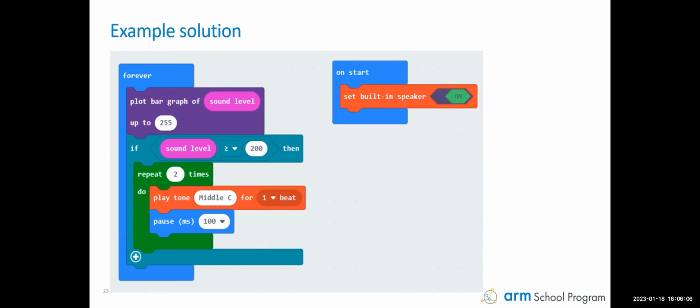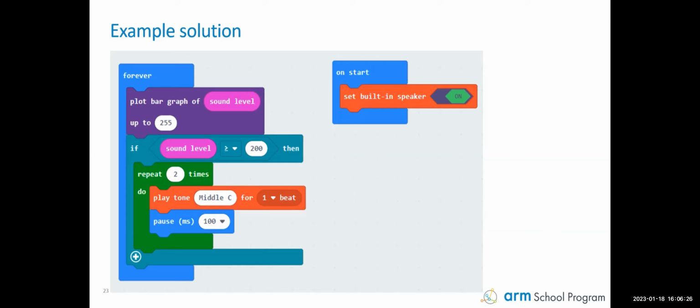the bit underneath it. So it's really important that they at least are a little bit familiar with less than, greater than, and less than and greater than or equal to. So there are the symbols there in the middle. And so if the sound level is equal to or greater than 200, then and only then will it run the next block. And the next block is a loop.